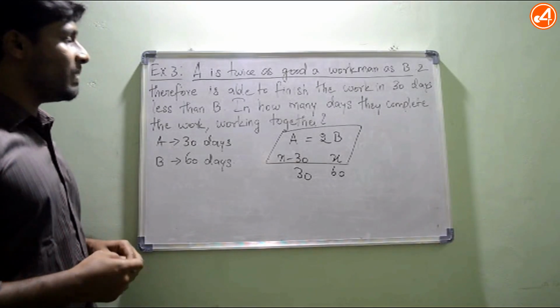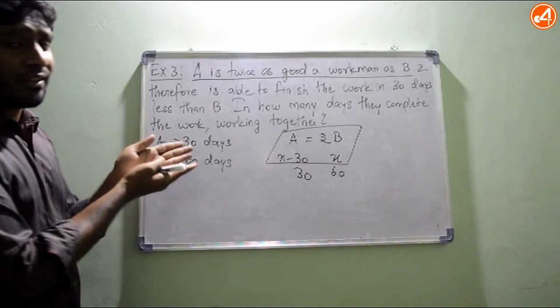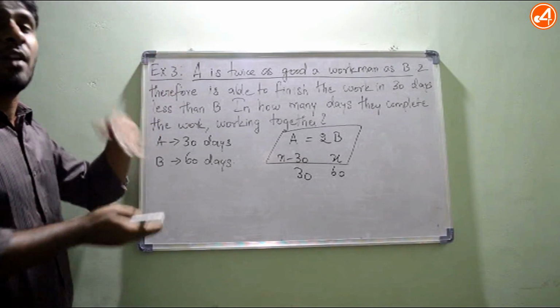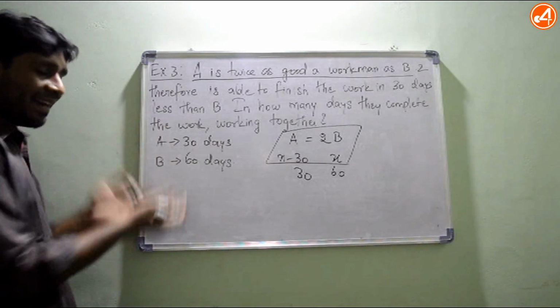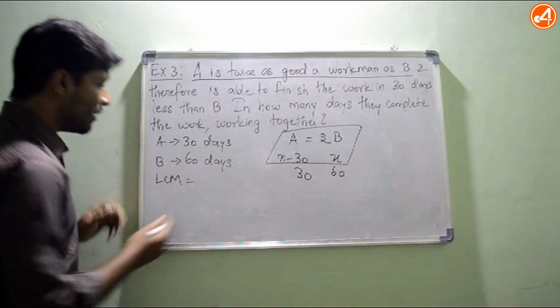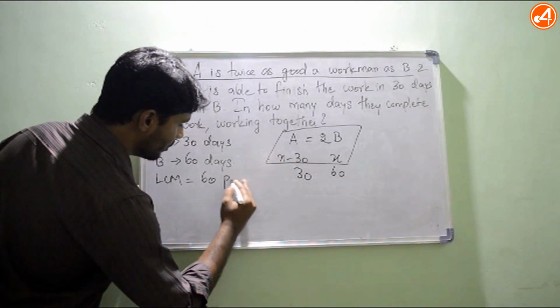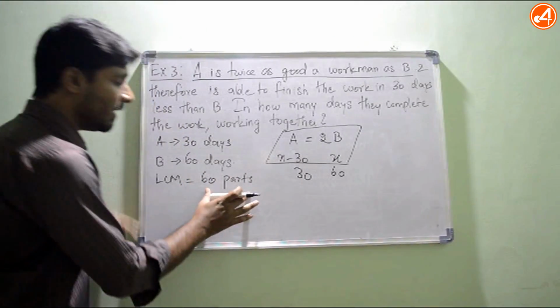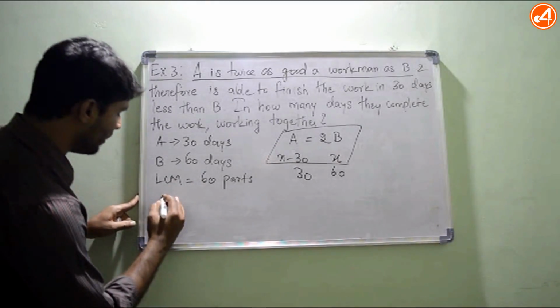And again, what's the question being asked? In how many days do they complete the work if they work together. So we actually solved this problem for the second time, and again we are solving it for the third time. Got it? So again the same process is going to happen here. Find the LCM. So the LCM of 30 and 60 is 60 parts. So the LCM, 60 parts, is my total work, and the second point is I just have to find the 1 day work.